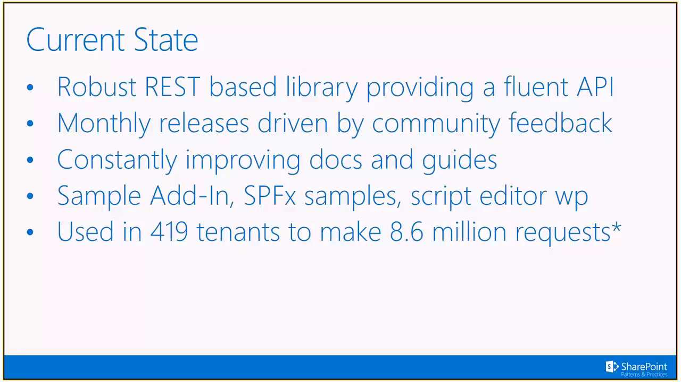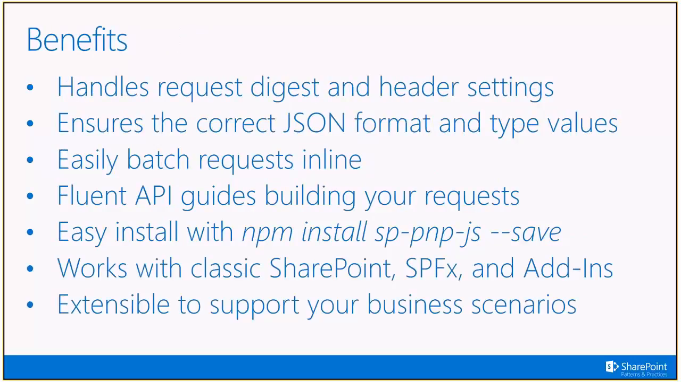To date, we're used in 419 tenants to make 8.6 million requests, and that was for the month of February, February 2017, if you're looking at this way in the future. That's phenomenal growth. We're almost doubling the number of requests each month, and we're adding 50 to 75 tenants a month at this point, which is really exciting to see. The folks that start using it, the usage doesn't drop off. So I think there are clear benefits to folks using this library, which brings us to our next slide.